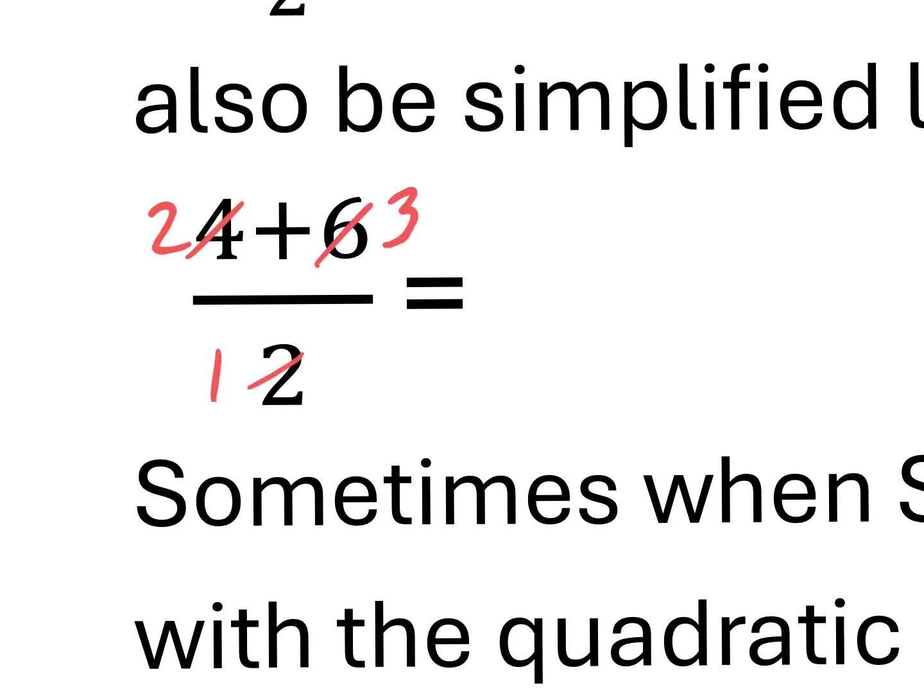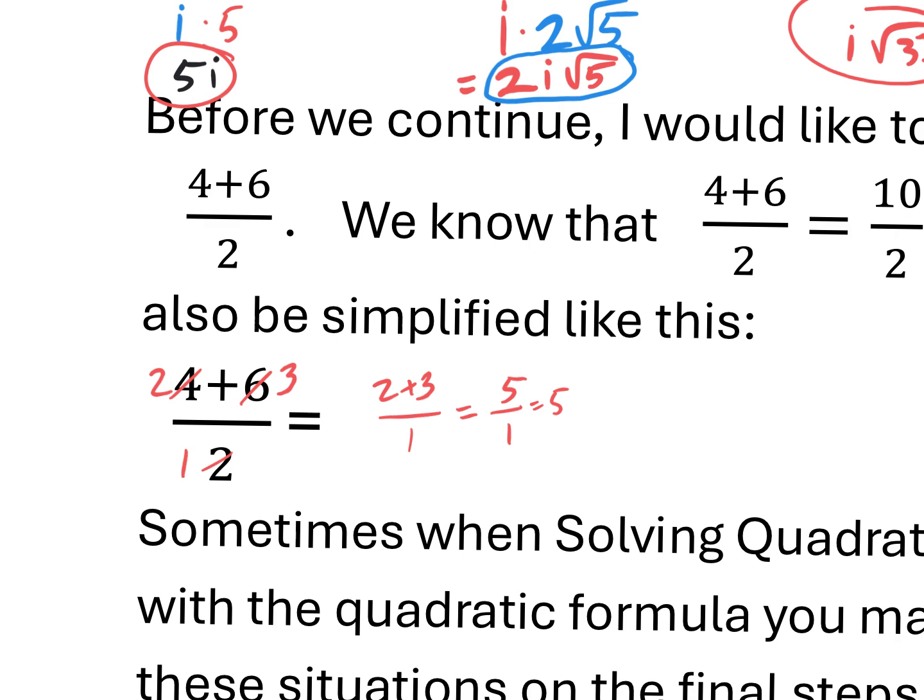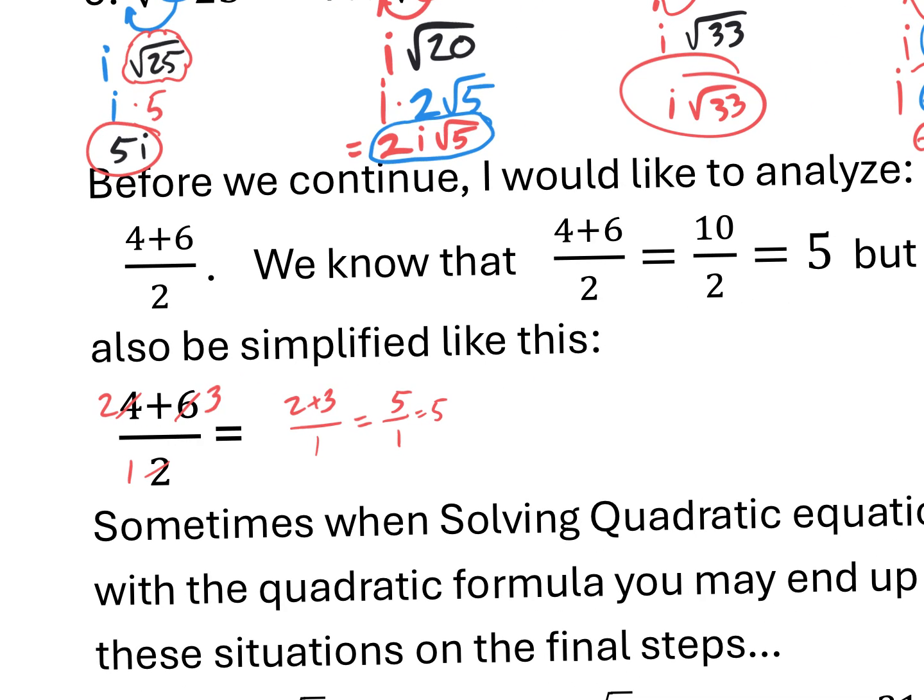So if you divide every single number by 2, you're going to end up with 2 plus 3 on top over 1. And then 2 plus 3 is 5. And 5 divided by 1 is just 5. So we get the same answer, 5. It's just a different way of looking at it. Now, you might be thinking, why the heck do I want to cancel things out when I already know 4 plus 6 is 10 and 10 divided by 2 is 5. I'm going to stick to the original method.